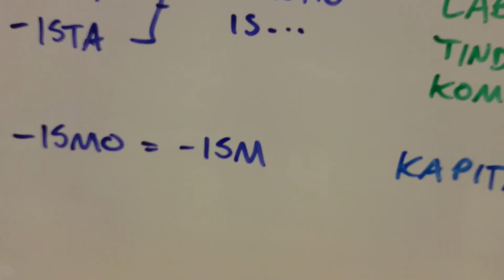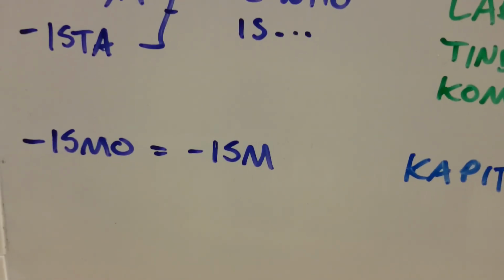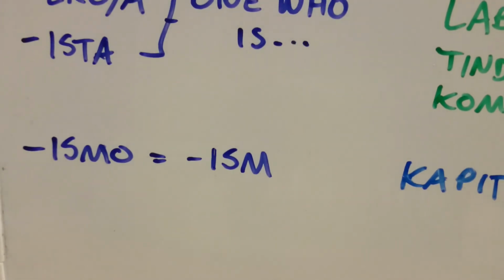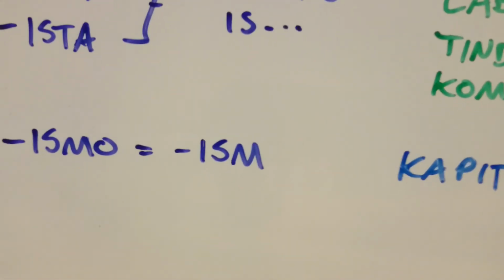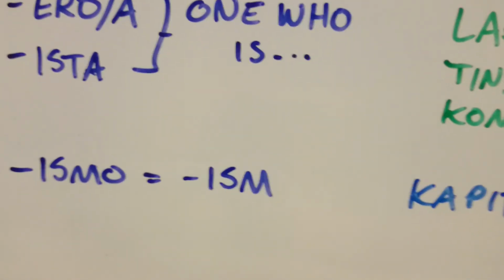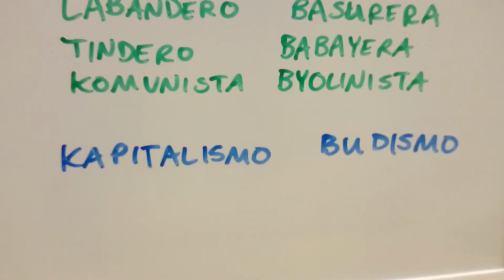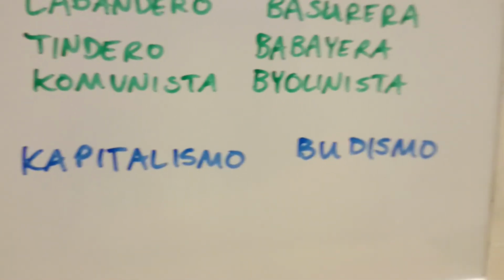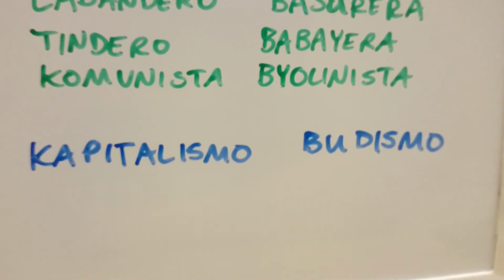And the last one in this video is ismo, which means ism. If we take this affix, ismo, and put it on a concept or a noun, you change it to ism. The two examples I have are capitalismo, which means capitalism, and budismo, which means Buddhism.